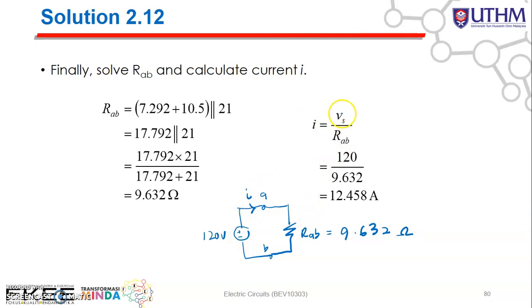I is equal to V over R. In this case, V is 120 divided by your RAB, and RAB is 9.632. So finally, my I is equal to 12.458 ampere. Alright? Okay, that is how you solve your circuit. You solve your complicated circuit by using the transformation of the Wye-Delta network.